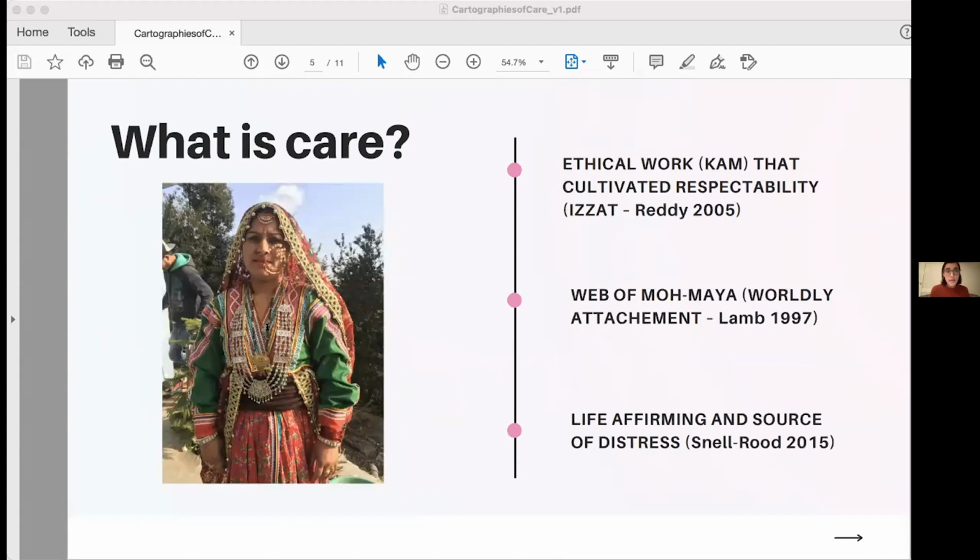What emerged was an emic theory of care as part of women's ethical work or kaam, a moral duty that cultivated respectability or izzat, and a form of exhausting physical labor. It involved a practical element of meeting needs and an emotional element of cultivating the appropriate affects. So here, emotion was really important to the care. But more importantly, it involved managing a web of worldly concerns that women called mormaya, that constituted the household and all the relationships within it.